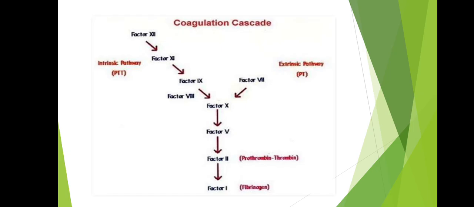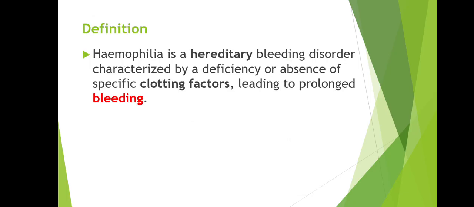So now the problem with hemophilia, specifically type 1, that is hemophilia A, is with factor 8, because factor 8 is important to combine with factor 9 so that they can form factor 10, so that this entire process can continue. Now if we have a deficiency in factor 8, then hemophilia A comes in.